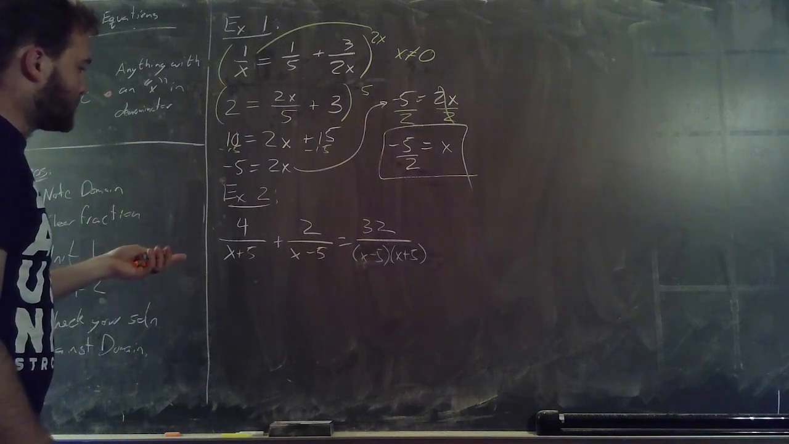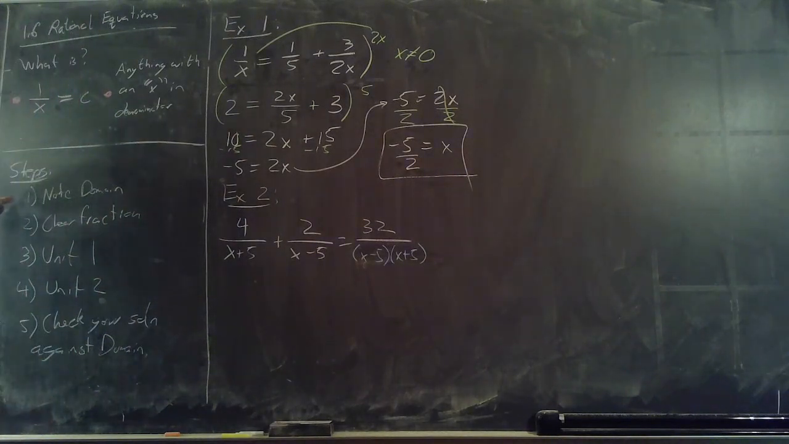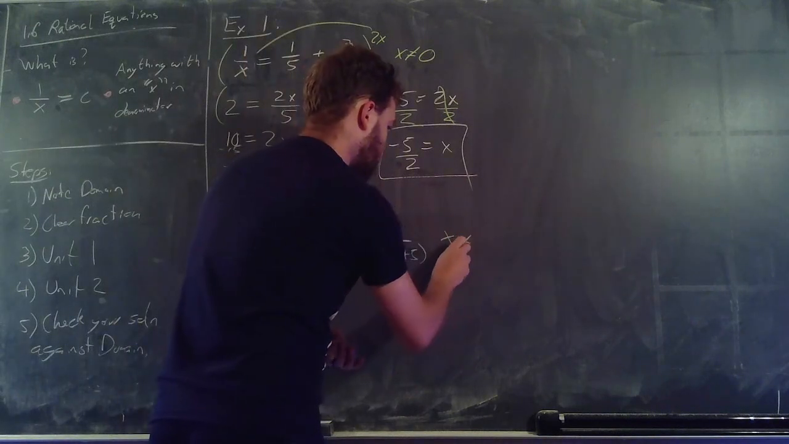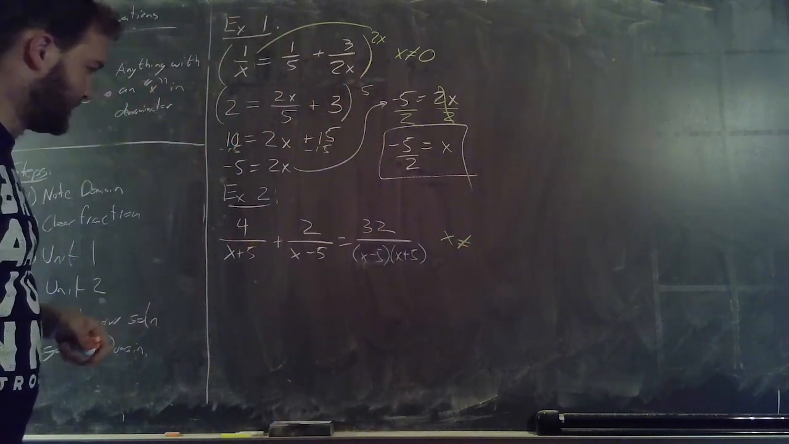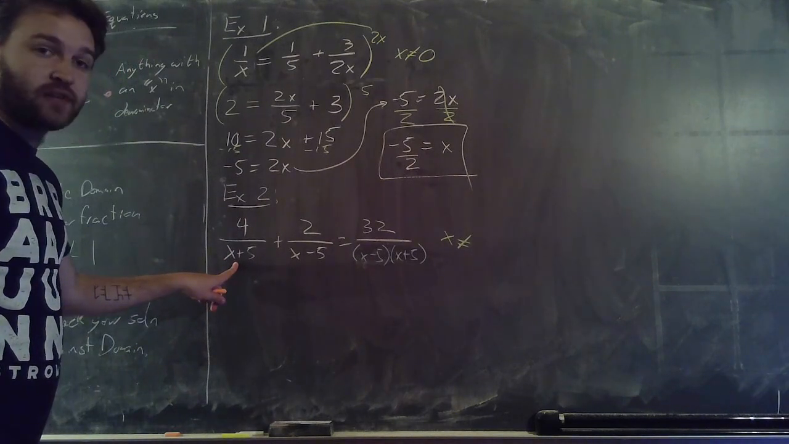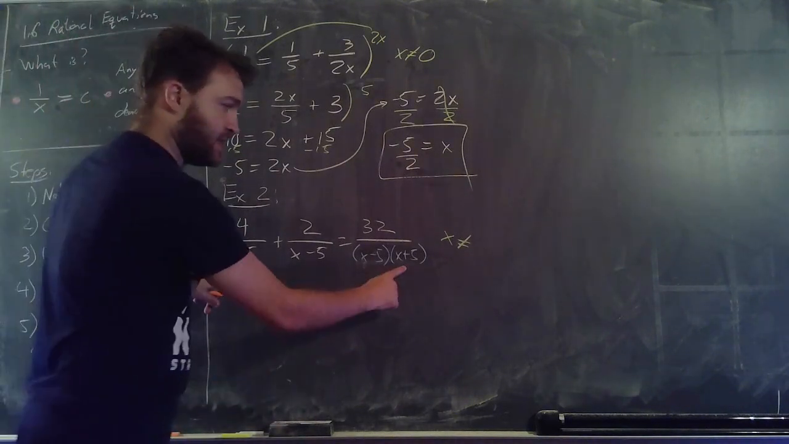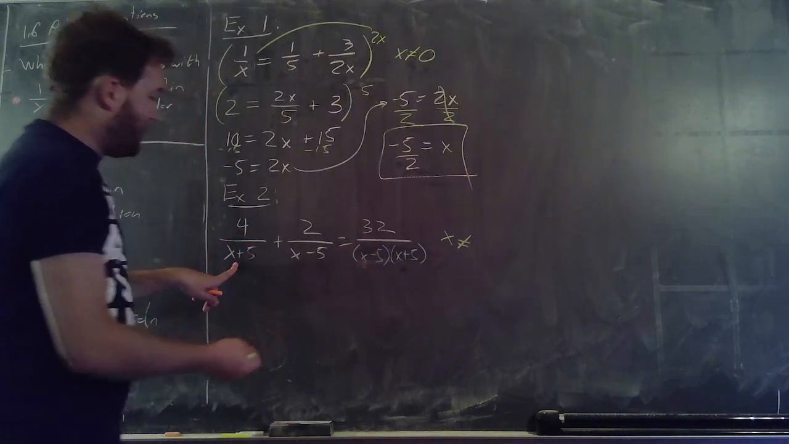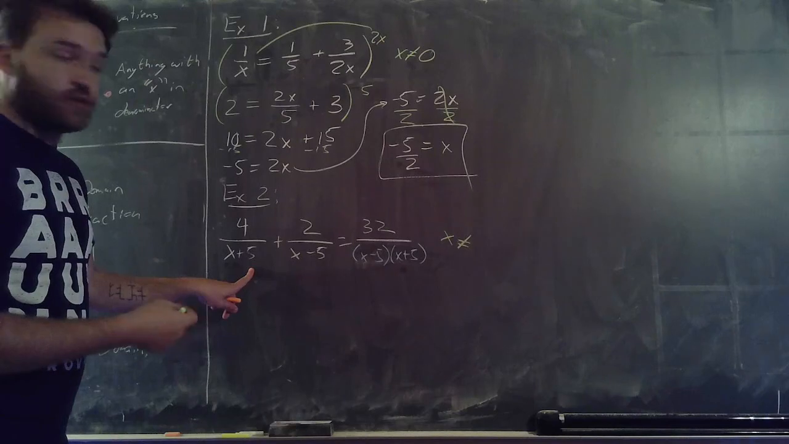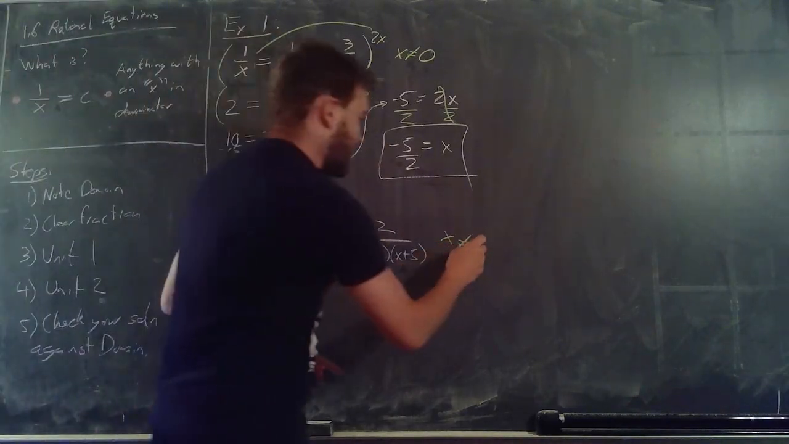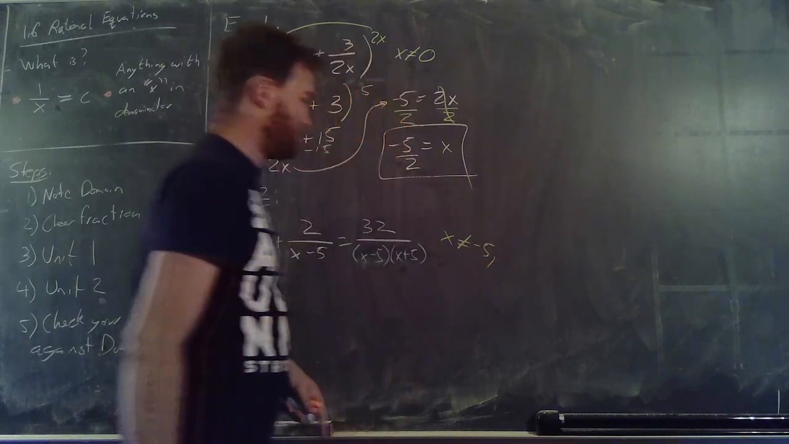Okay, so step 1, I'm going to note the domain. There are 2 numbers that x cannot be in this case. If you look at this part right here, x plus 5. X plus 5 is shared by this term and this term over here. And if I plug in -5, that'll be -5 plus 5, which is 0, and that will say 4 divided by 0, which I'm not allowed to have. So I cannot plug in -5.